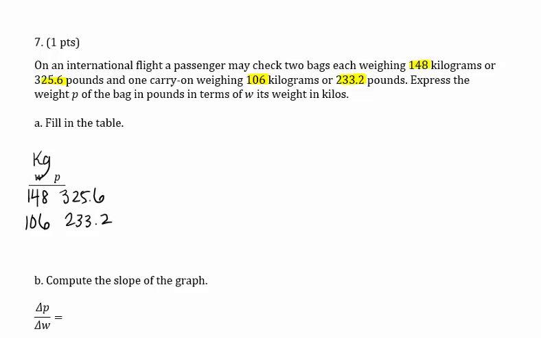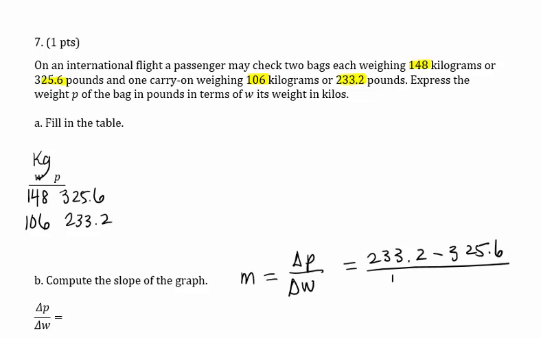We then want to compute the slope of the graph. Okay, so we know our slope formula. M is typically y2 minus y1 over x2 minus x1, or change in y over change in x. This time it'll be change in P over change in W. Okay, so I'll start with the 233.2 minus 325.6 divided by 106 minus 148.